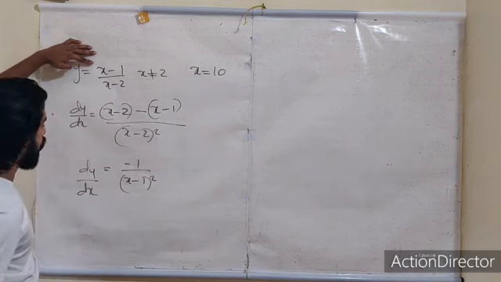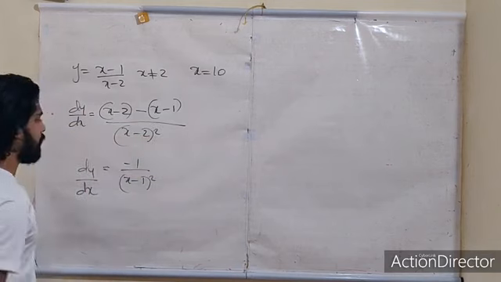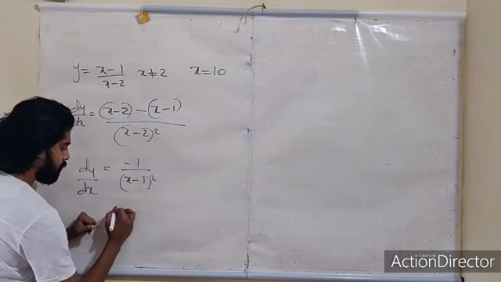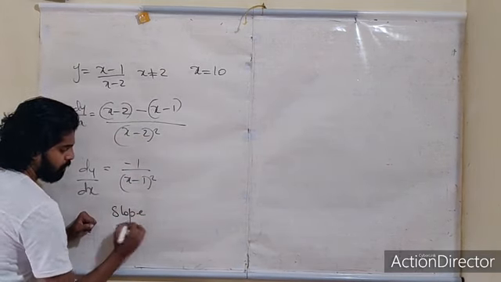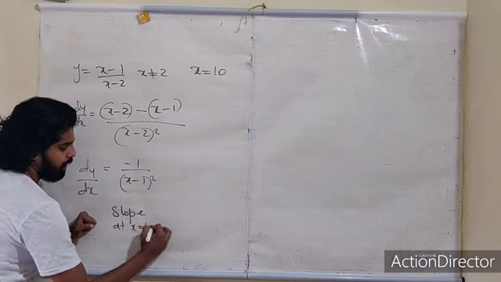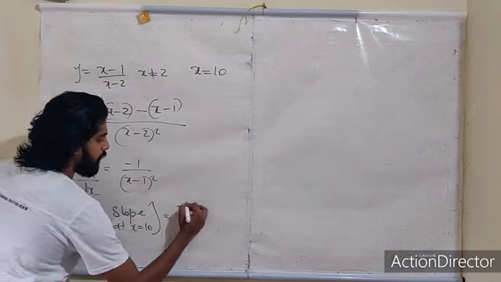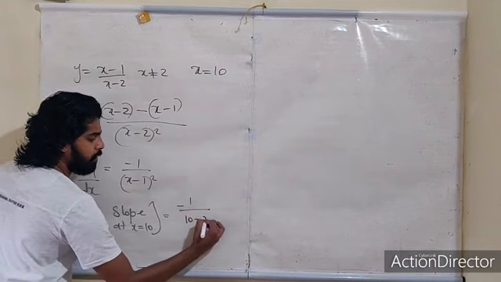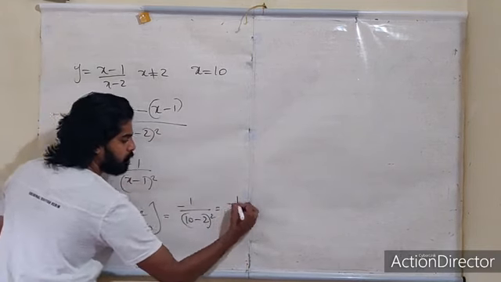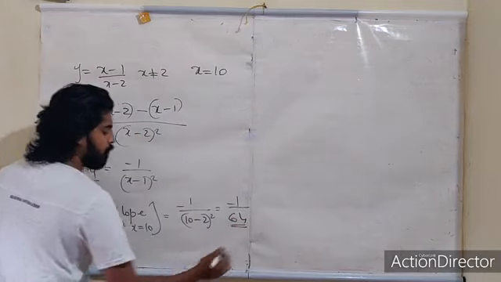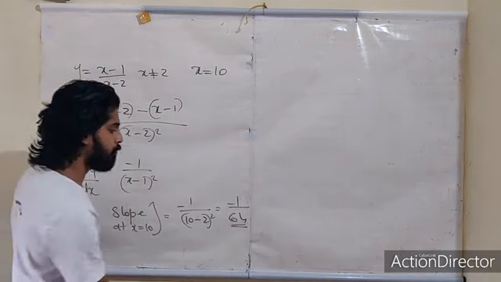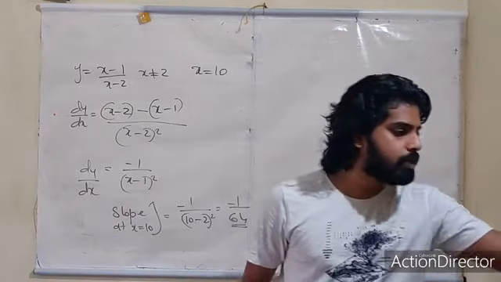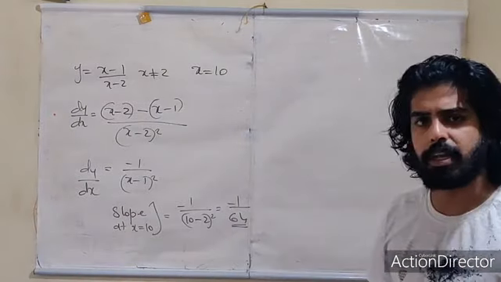Now we have to find the slope at x equal to 10. So you can substitute x equal to 10. The slope at x equal to 10 is negative 1 by (10 minus 2) whole square, that is negative 1 by 64. 10 minus 2 is 8, 8 square is 64. So negative 1 by 64 is the answer of the second question. Let's move to the next question.